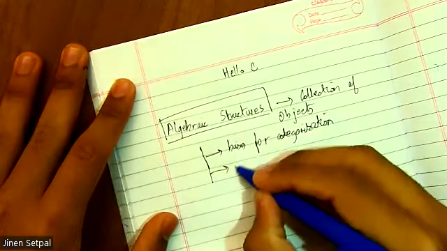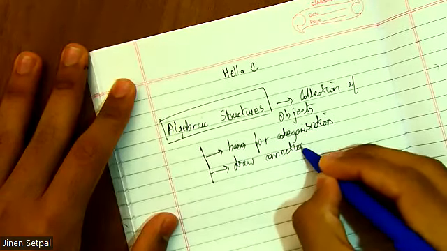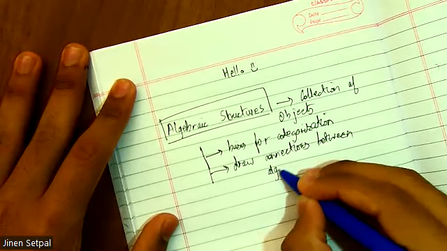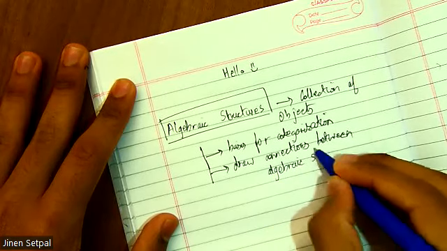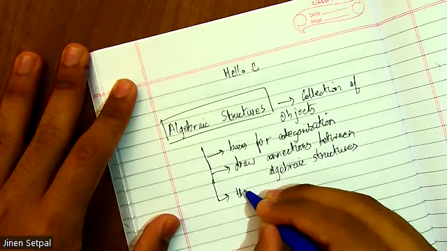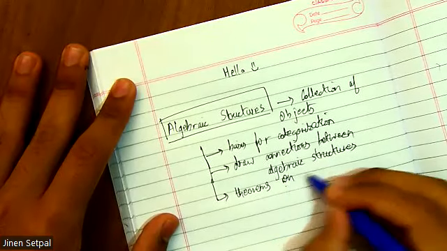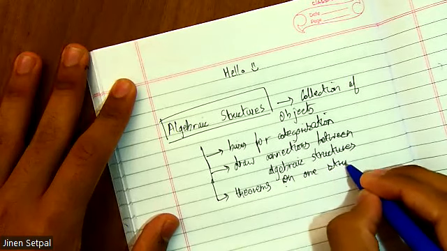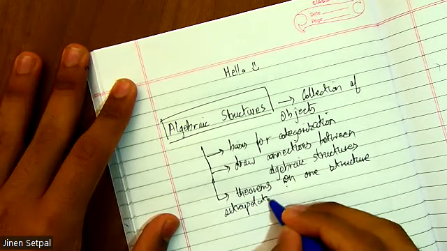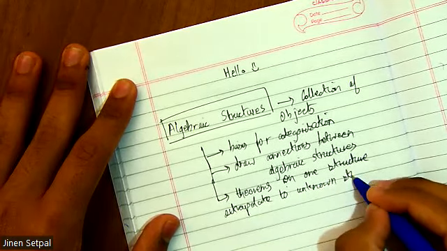Then it allows us to draw connections between algebraic structures, and finally the theorems on one structure extrapolate to unknown structures.